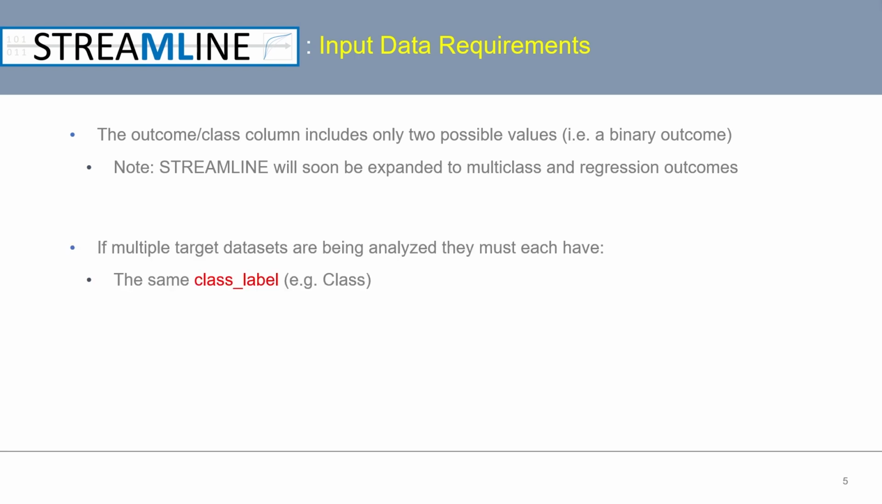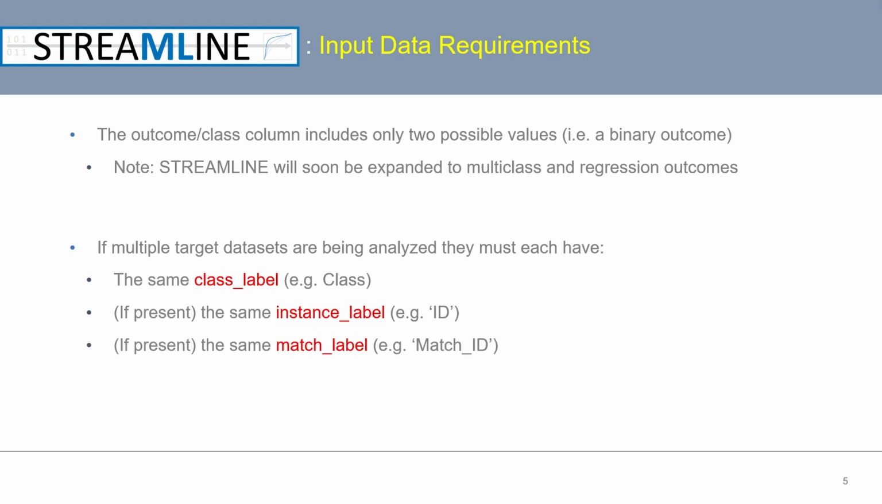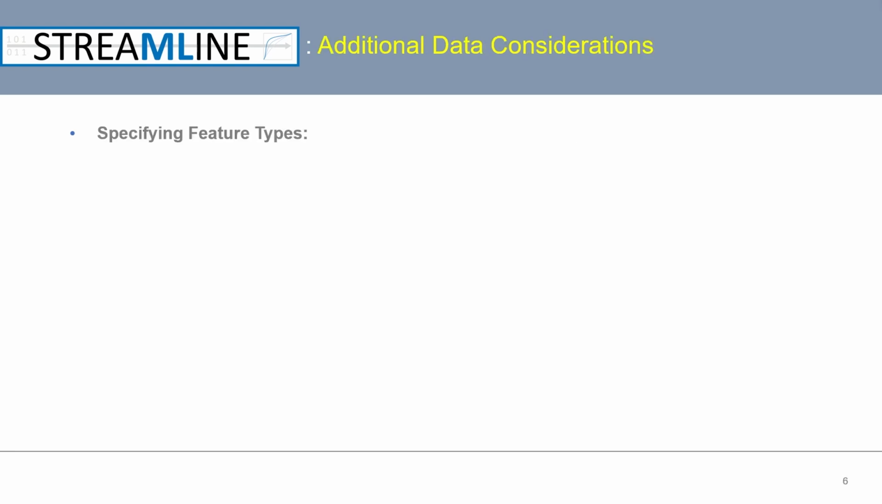If multiple target datasets are being analyzed by STREAMLINE at once, they must each have the same class label, and if present, the same instance label, and also if present, the same match label. All of these requirements over the last couple slides are also true of replication datasets. Now let's talk about some additional data considerations when using STREAMLINE.